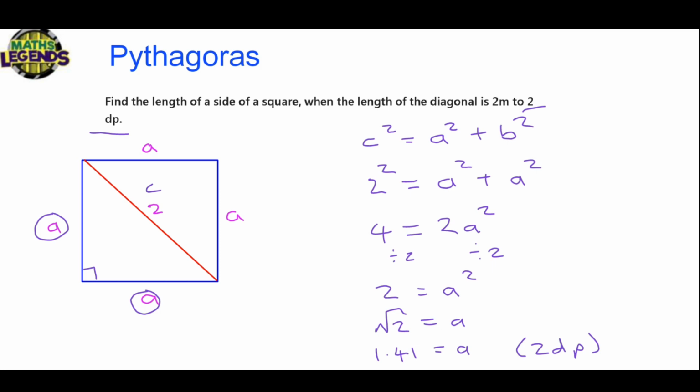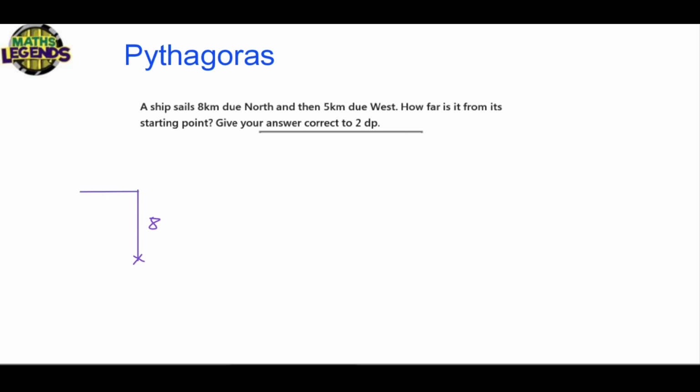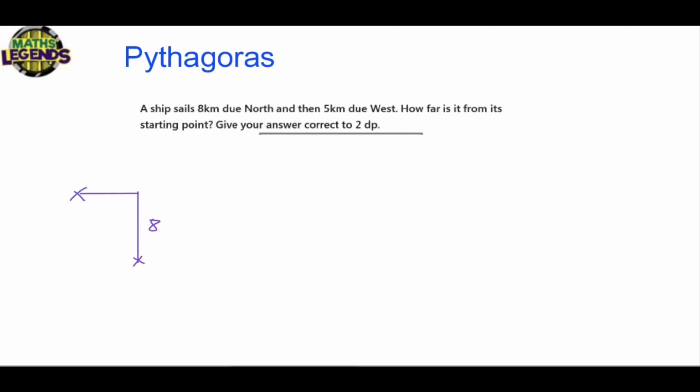Let's look at another example. So here we have a ship sails 8 kilometers due north and then 5 kilometers due west. How far is it from its starting point? Give your answer correct to 2 decimal places. So let's say our starting position is here, and we're told that the ship goes north 8 kilometers and then it goes west 5 kilometers, so it ends up here. And we're asked how far is it from its starting point. So essentially we are looking for the length of this green line.